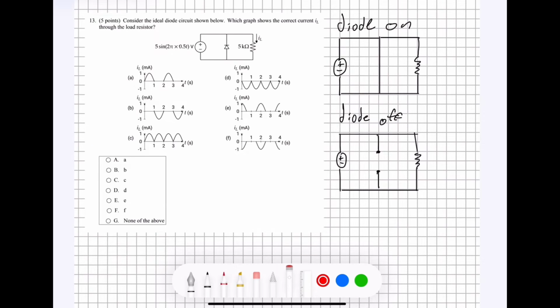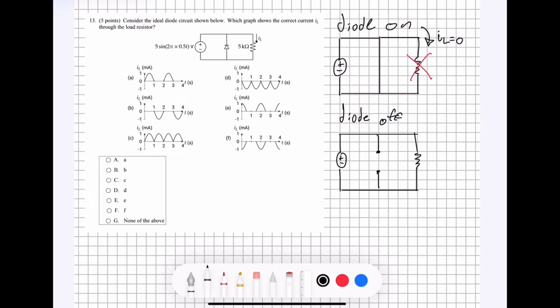We can also see in the diode on circuit that this resistor right here is going to be short-circuited by the diode, the wire that came from the diode. So essentially in the diode on circuit, we can completely neglect this resistor. There's not going to be any current flowing through here, which means IL at this point is going to be equal to 0. When the diode is on, there is no current, and IL is 0.